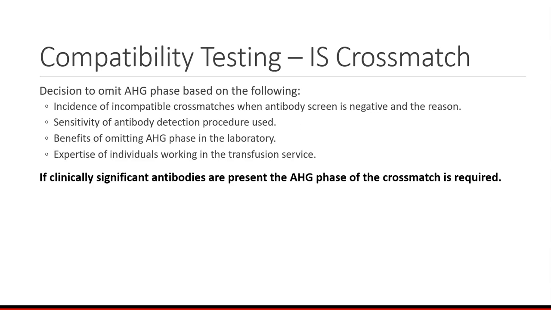If clinically significant antibodies are present, the AHG phase of the cross-match is required, and this has to do with the expertise of your personnel in the transfusion service. You must know that if a patient has a positive screen, they are not eligible for an immediate spin cross-match, because how do you know if that unit lacks the antigen to which that antibody is directed? You don't. So a Coombs cross-match is required.